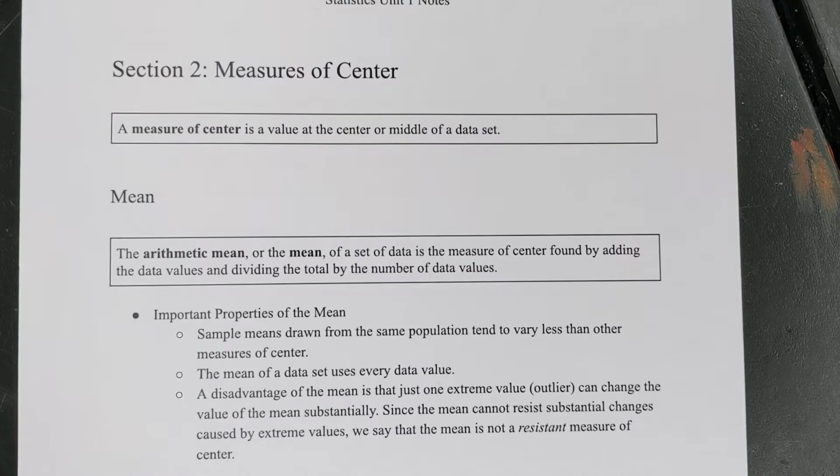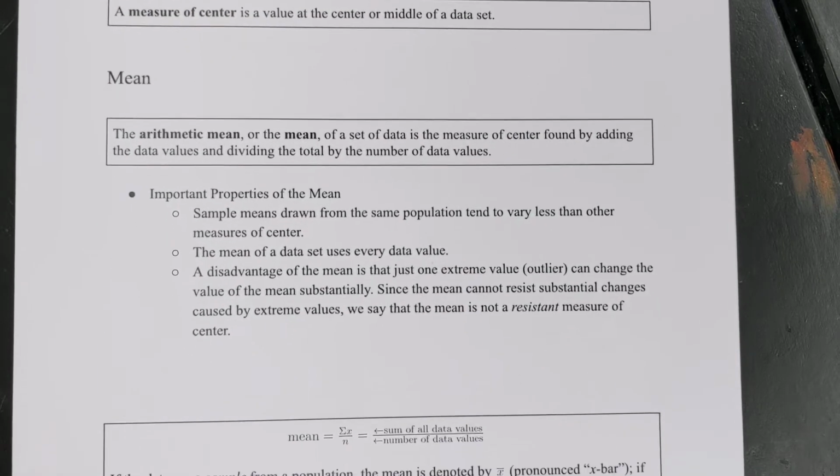The arithmetic mean, or the mean of a set of data, is the measure of the center found by adding the data values and dividing the total by the number of data values. This is the average that you're used to calculating. You add all the numbers up, you divide by how many numbers you have. Down below you've got some properties for the mean.